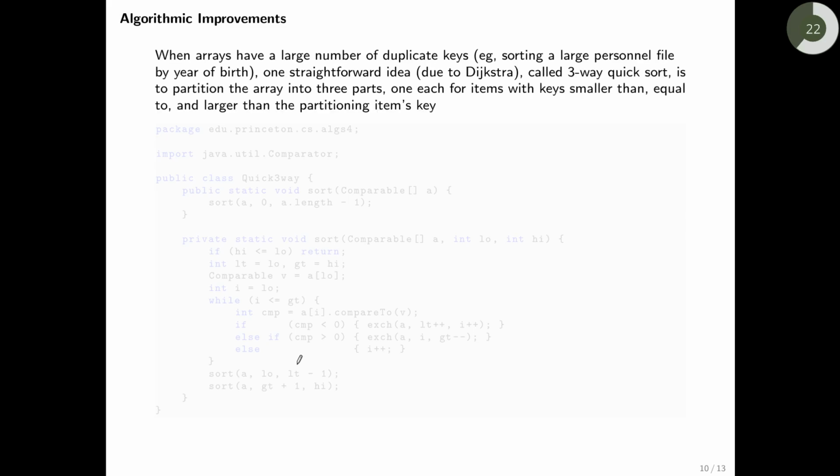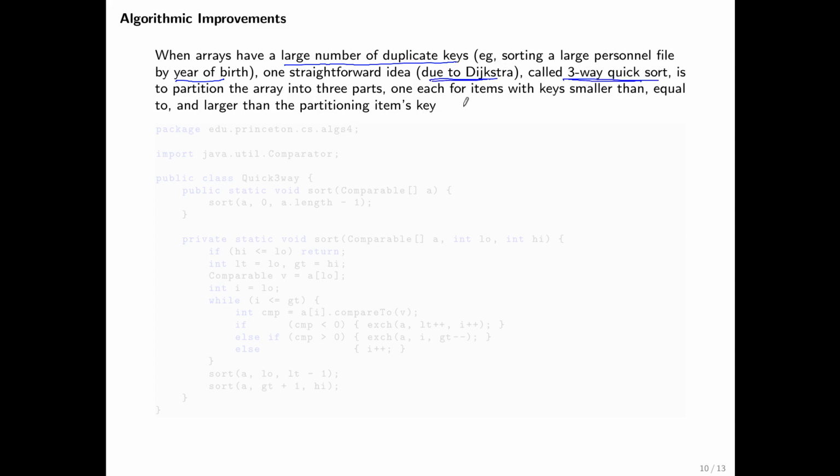There is another improvement that you can make. Now, this works very well when you have arrays that have a large number of duplicate entries. All right? So for example, if you're sorting a large personal file by the year of birth, you're going to have many duplicates in your data. Okay? When that is the case, then what we want to consider is an idea due to a very famous computer scientist by the name Dijkstra, right? And that idea is called Threeway Quicksort.